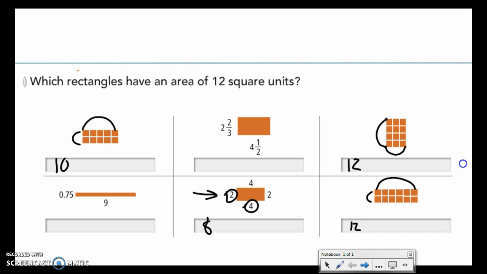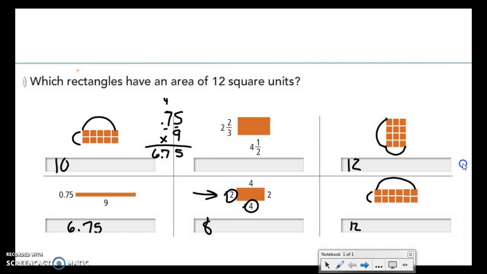What if you had 0.75 and 9? Well, you're just going to multiply your base and your height. So you're going to do 75 times 9. 9 times 5. Sorry, I had to move it down. 9 times 5 is 45. 9 times 7 is 63, plus 4 is 67. You have 2 decimal places, so it's going to be 6.75. Okay, that's wrong. Alright, now let's look at this fraction one.